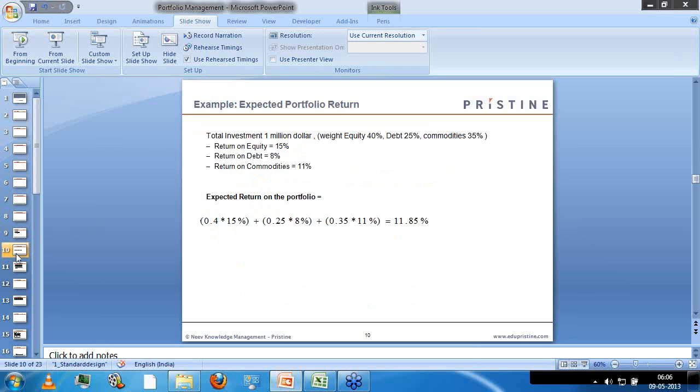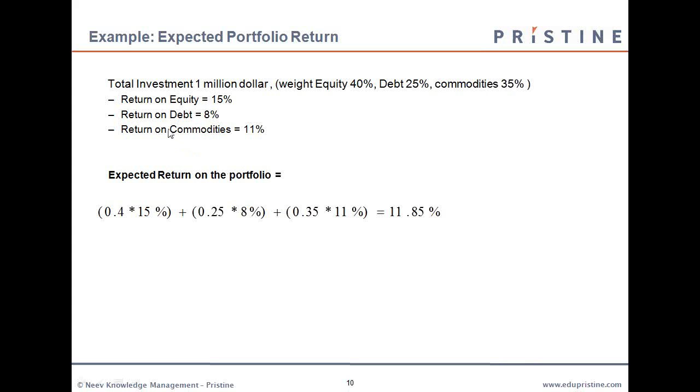So this is a very simple question. As you can take a look, we have to calculate the expected return. So the total investment is $1 million. The weight of equity is given as 40%, debt is given 25%, and commodities is 35%.